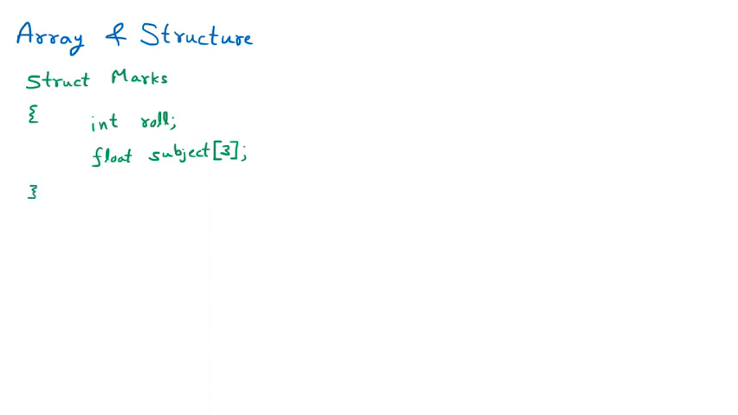Now let us suppose that the object which I made for the structure is stu. So with the help of this stu object we are going to take out the members of structure. Now there are different ways to take the input for roll number and the subject. We are going to check them out.